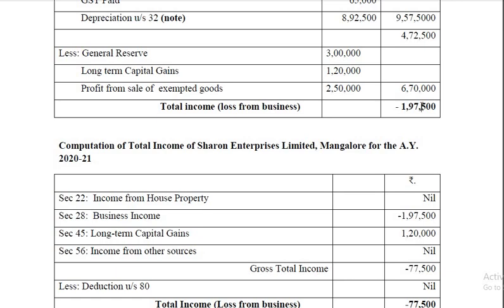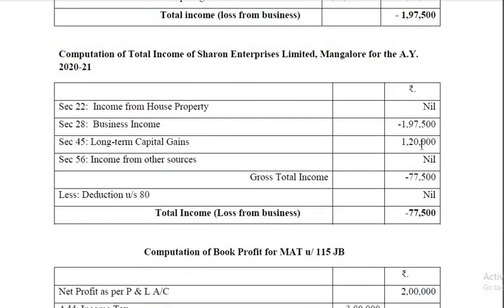There are two types of set off. One is intra-head and the other one is inter-head. Here you can go for inter-head set off. For example, in this problem, you have got 1,20,000 of capital gains. You can set off this 1,97,500 against the long-term capital gains of 1,20,000 to the extent possible. So after setting off, there is still a balance loss of 77,500.